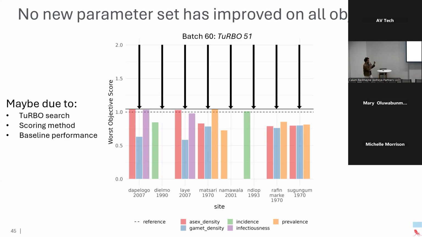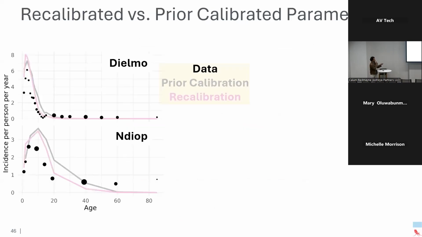And this might be due to the way that we've set up our search strategy. If we're a little too decisive about committing to shrinking the search space, we could be getting stuck in a local minimum. It could also just be that this strategy of trying to minimize the worst performing objective versus, say, the sum of residual errors or something else is getting us stuck here. And then also, because this is all benchmarked against the previous calibrated parameter set, some of these objectives were already fitting well and others not so well. And so this is something that I'm at least still thinking about.